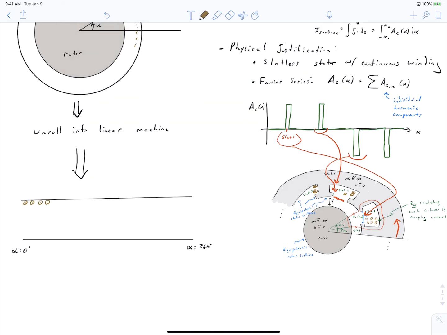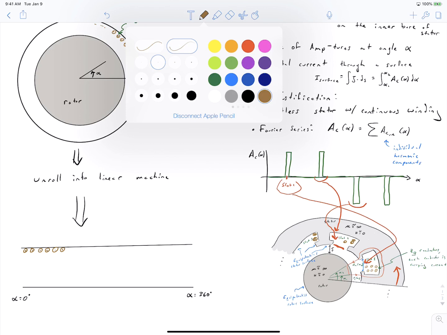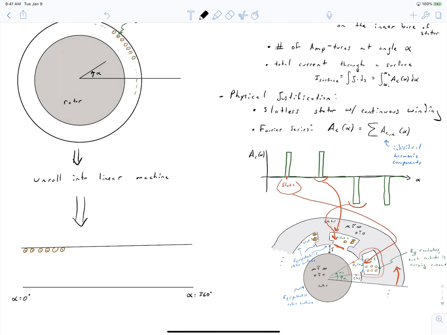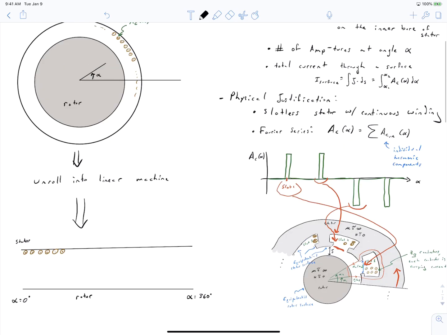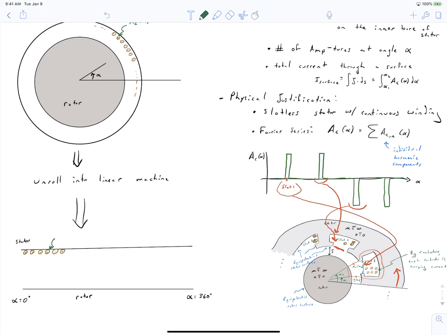And I'm just drawing this in a general sense. I am only drawing conductors here to indicate that there's some general current density at this location. And now instead of being a circumferential current density, it's a linear current density. So this is our stator at the top. At the bottom we've got our rotor. And we're noting that on the inner bore of our stator, which is now beneath the surface of our stator, we have got a linear current density, A of alpha.